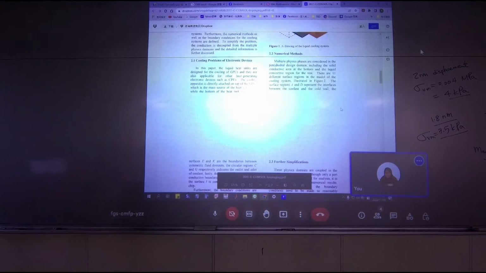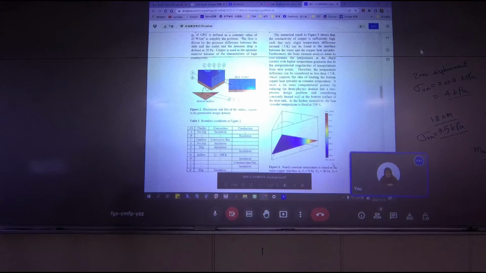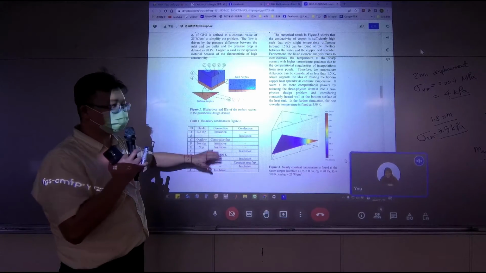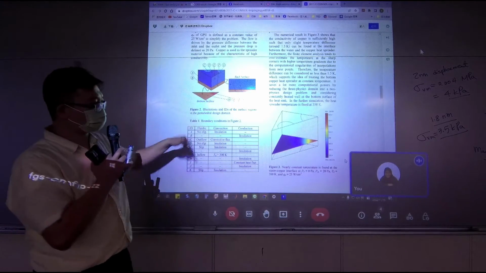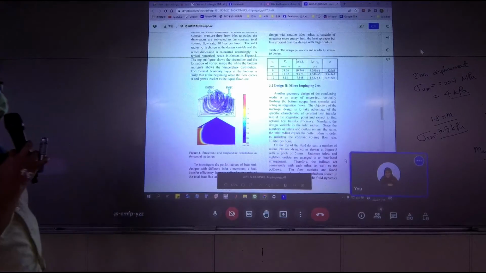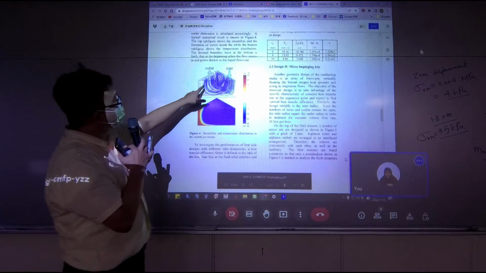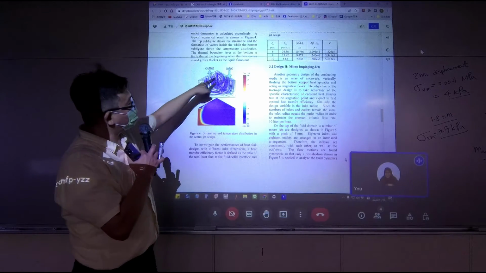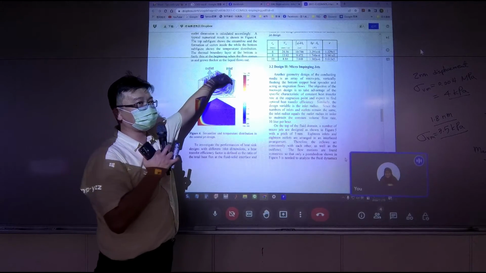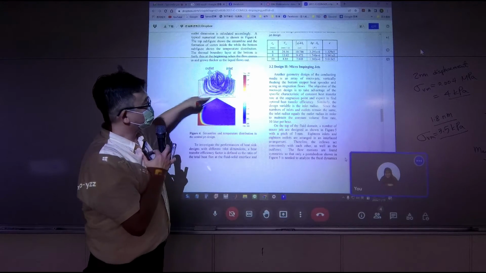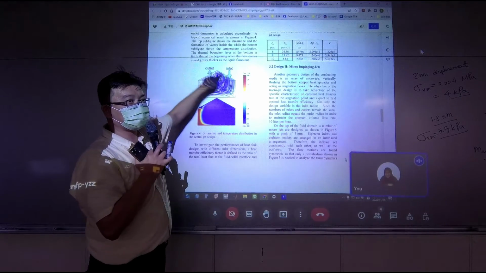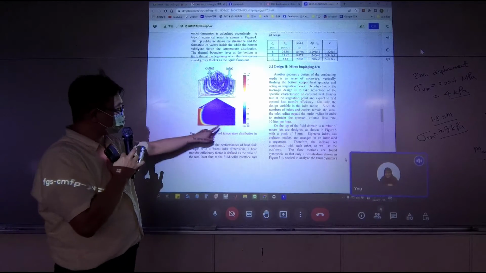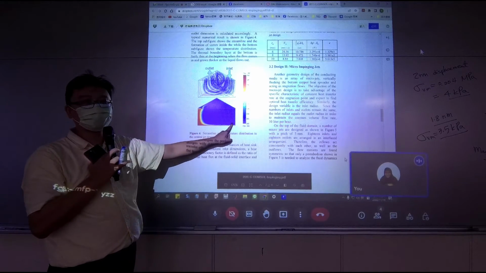This is how we define the boundary conditions. Okay, go down. Okay, stop here. So you can see this is called streamline. From the inlet, the liquid comes down, and you see a lot of vortex right here, and then goes up from the outlet. And from here you can tell this is temperature distribution.